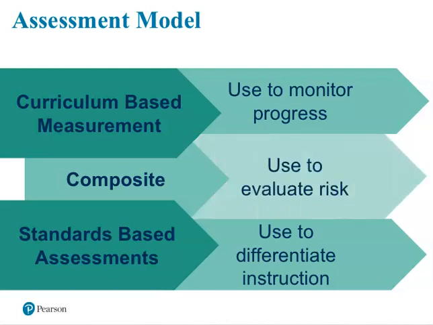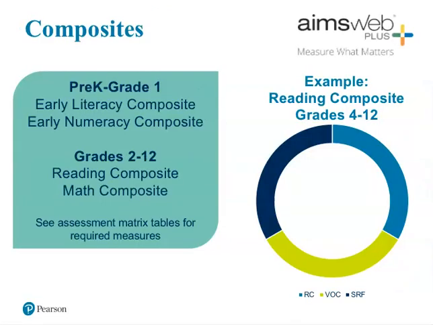The purpose of these composite scores is to evaluate overall risk within the academic areas, both at group and individual levels. Composite scores are used to summarize broad areas based on the compilation of individual measure results. Students in kindergarten and first grade will have composites available in the areas of early literacy and early numeracy. Students in grades 2 through 12 will have composites for reading and math.